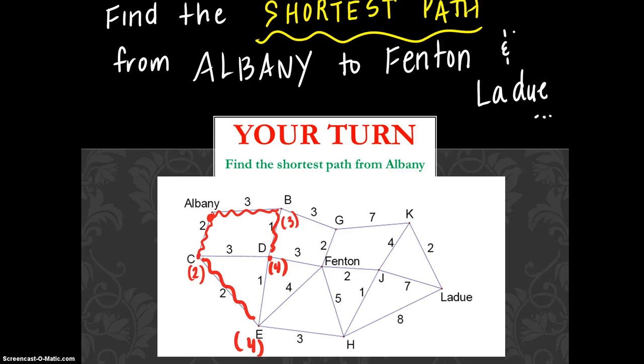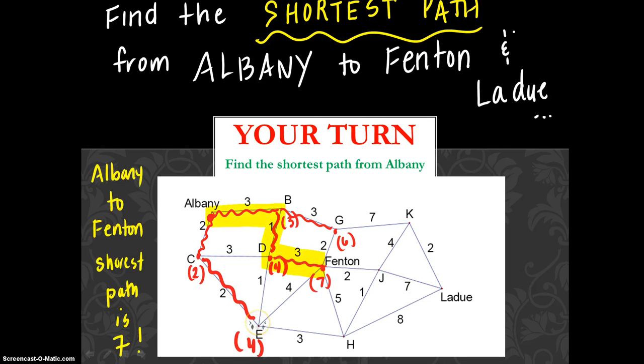So now I can depart from city B, city D, or city E, and you want to go to the next closest city. And hopefully you saw that it was G with a length of 6. So now you could depart from city G, city D, or city E. And hopefully you saw that the next closest route was to leave from D and get to Fenton. So the shortest path from Albany to Fenton is from A through B through D and to Fenton.